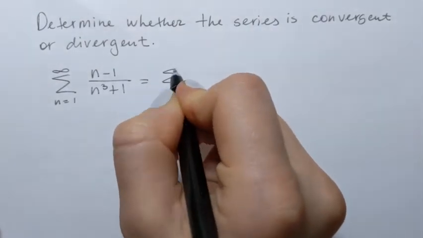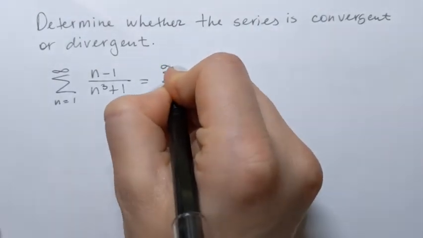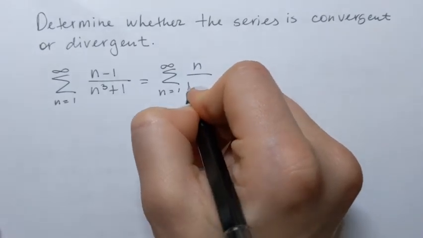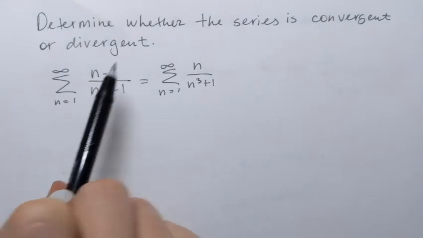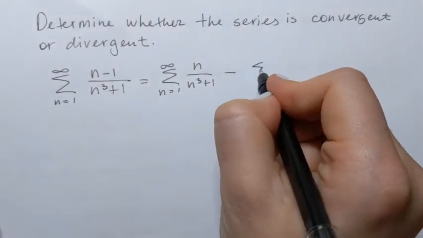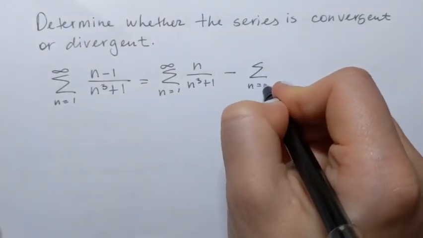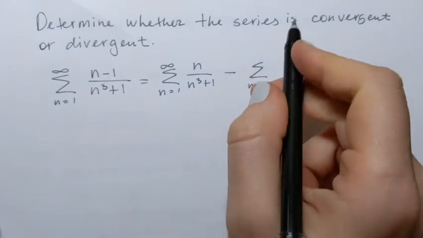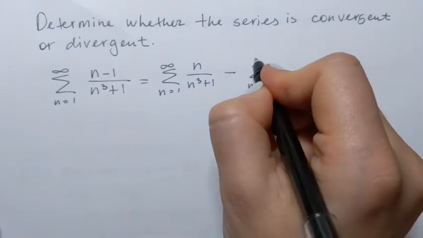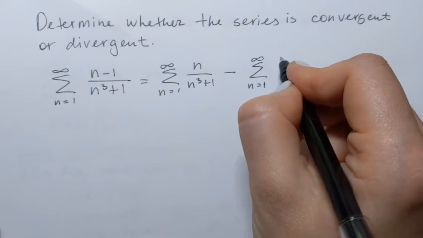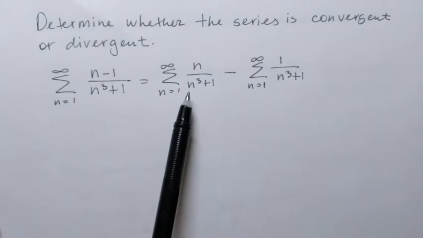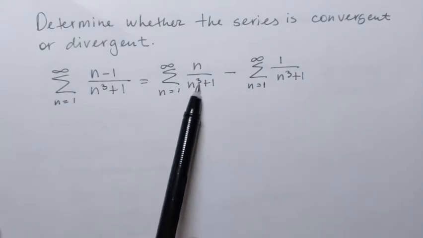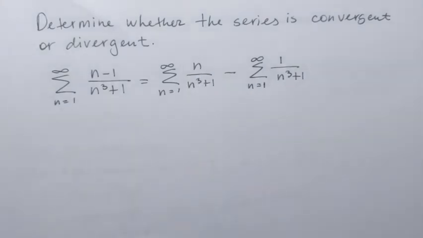I'm going to look at the series of n over n cubed plus 1. And then I'll say minus, so I will look actually at the difference of two series. I'm using that negative sign to put in between them. Minus the series of 1 over n cubed plus 1. And now that I look at each, their general terms are easier expressions to be compared to other expressions. Let's work on one at a time.